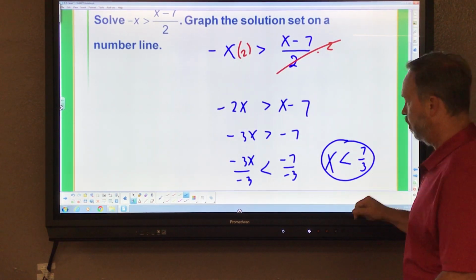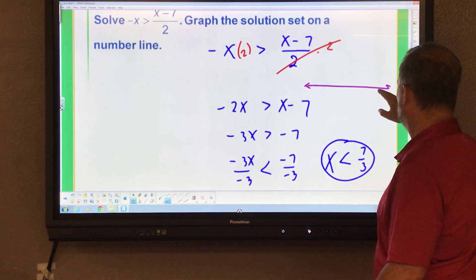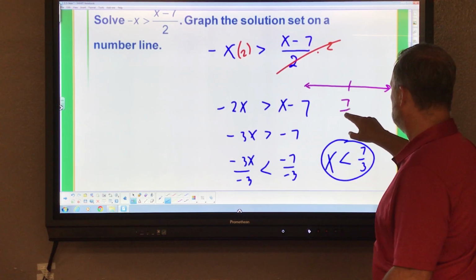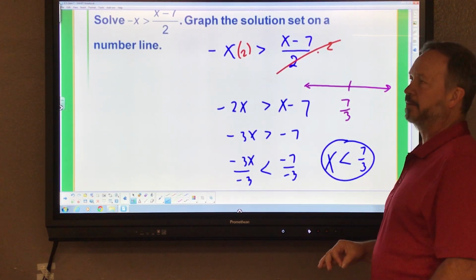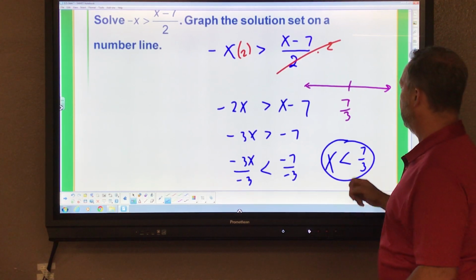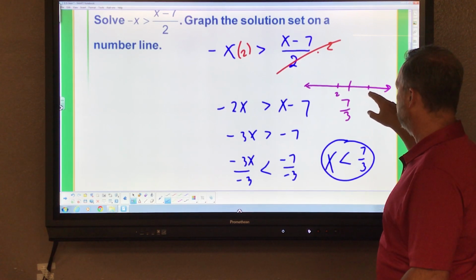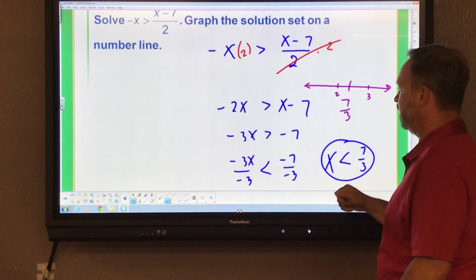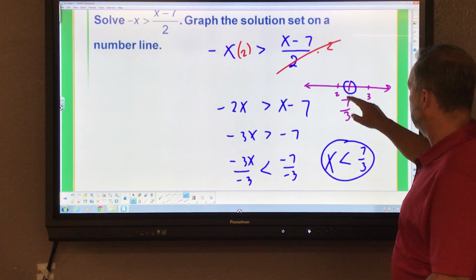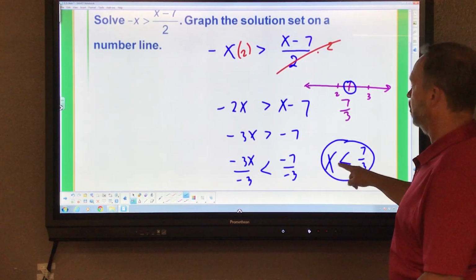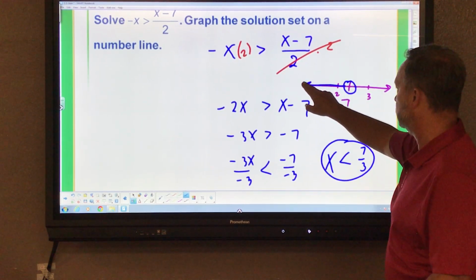Now I'm going to go ahead and graph that while we're here because I want to do that. So there's 7/3. Somebody's like, oh, I don't know where that is on the number line. Well, I won't say I don't care because I do, but 7/3 is just a little bit bigger than 2, but it's not quite as big as 9/3, which is 3. So that's where it is on the number line. And it's open on the 7/3, and then I shade in the left hand direction.